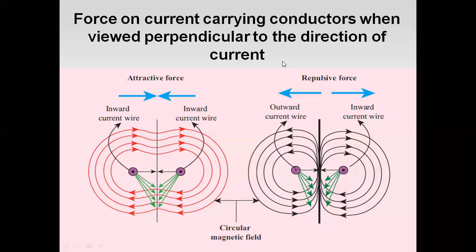Next we have one or two problems, and next one is force on parallel current carrying conductors. For the same direction of the current, the force is attractive. For the opposite direction of the current, the force is repulsive.